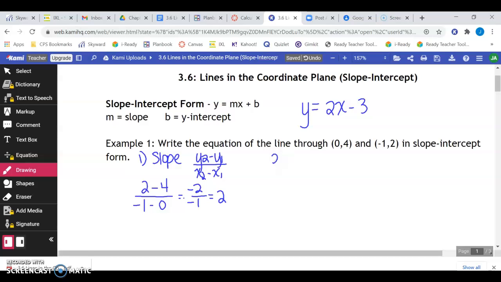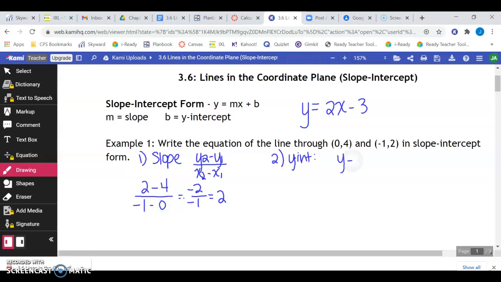Now step 2 is to find the y-intercept. And we do that by plugging in the slope and 1 point. And it doesn't matter which 1 point you plug in up there, you'll get the same answer. So I'm going to pick 0 and 4 just because they are easier numbers to work with. They're both positive, or there's no negatives. -1, 2 obviously has the negative in it.